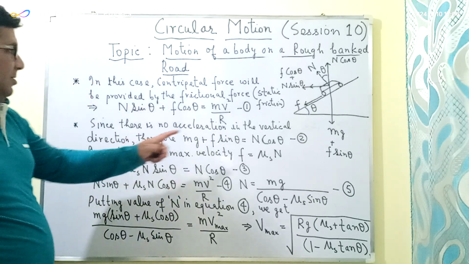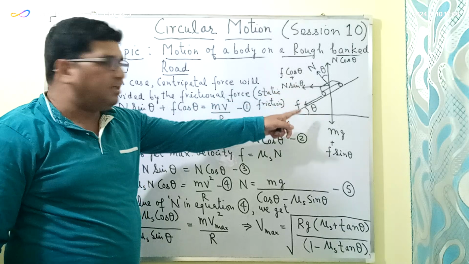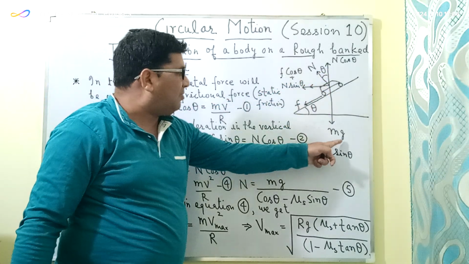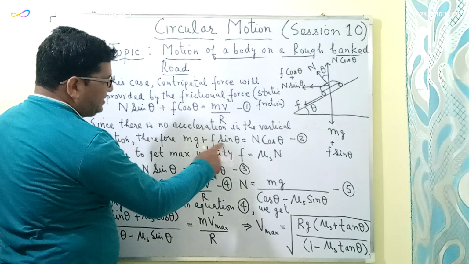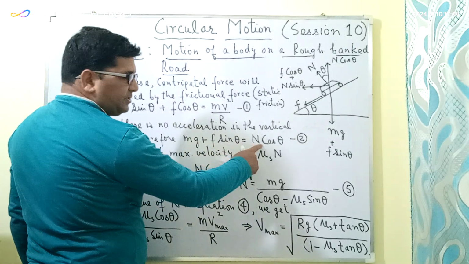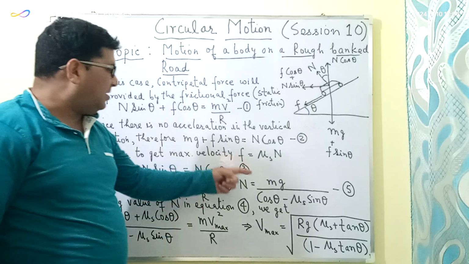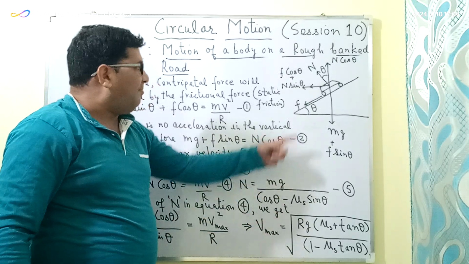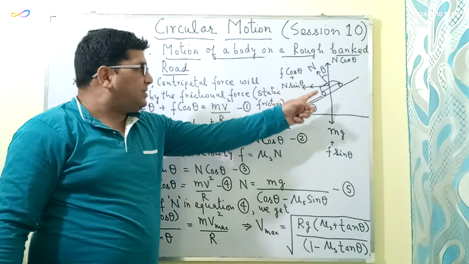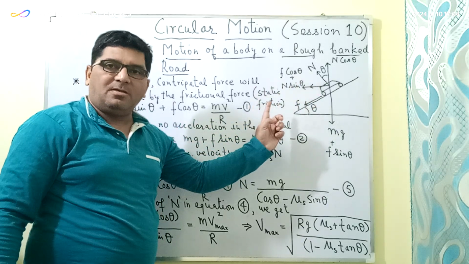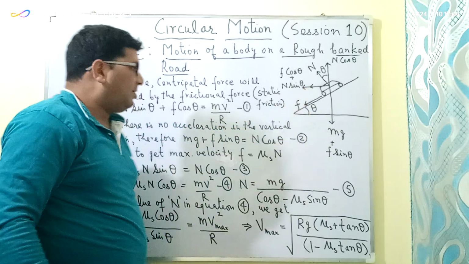Now, since in this motion there is no acceleration in the vertical direction, N cos theta will be equal to mg plus f sin theta. So f sin theta plus mg will be equal to N cos theta. These are the two main equations with the help of which we will be able to find the maximum speed of any body which is moving on a rough inclined surface.